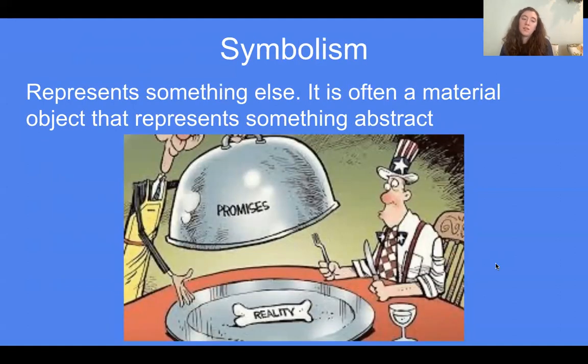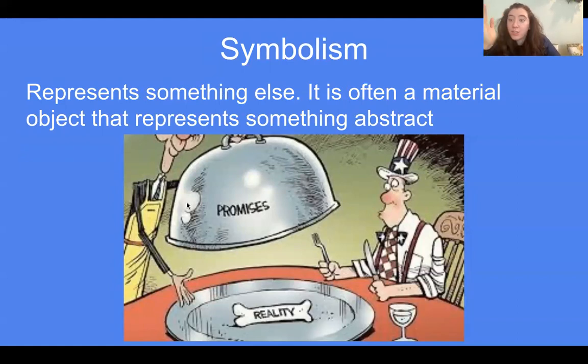Symbolism. This represents something else. It's often a material object that represents something more abstract. So for example, I believe this is Obama. I can't really see the top of his head, but they used to really exaggerate his big ears, which he had slightly larger ears, but not huge. Same with Donald Trump and his hands. He doesn't have tiny little hands.